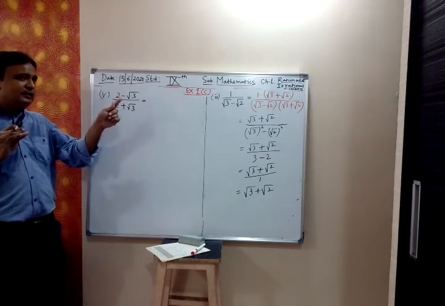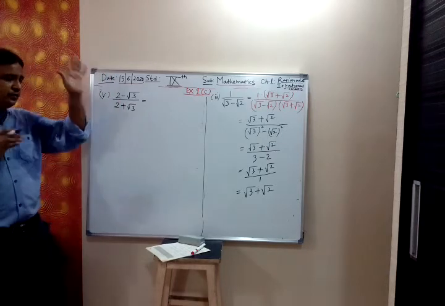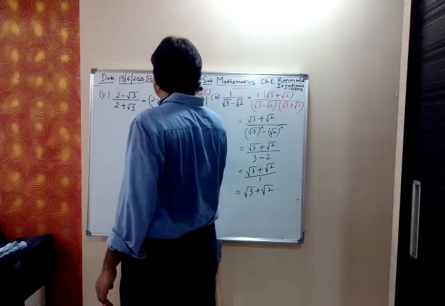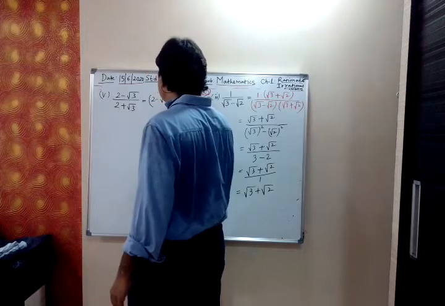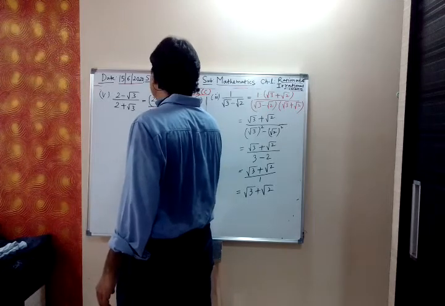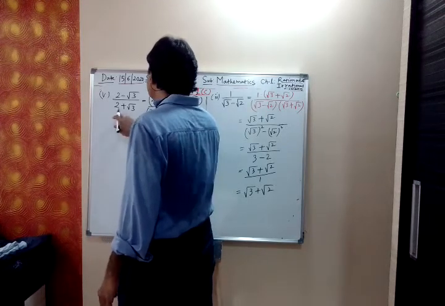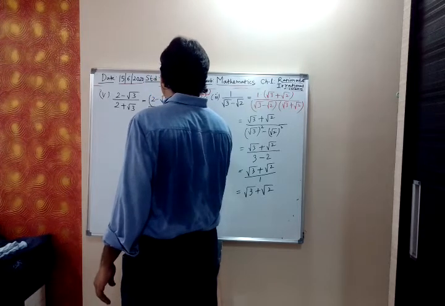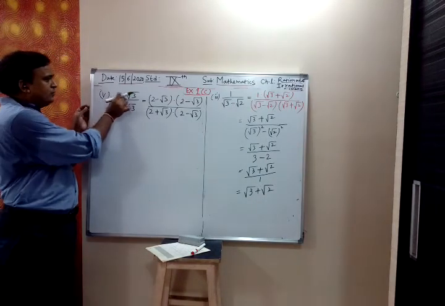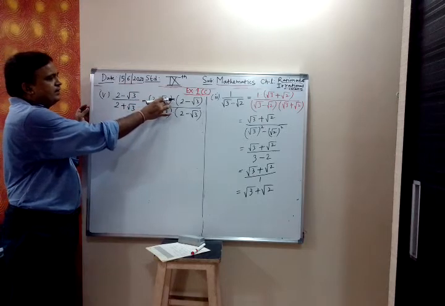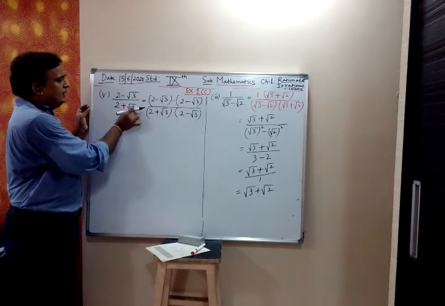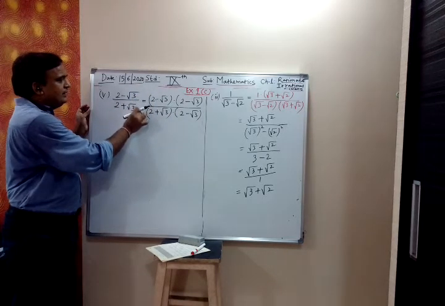And that rationalizing factor I will multiply by numerator and denominator both. We already have 2 minus root 3 in the numerator, so the rationalizing factor is 2 minus root 3. Again we multiply 2 minus root 3 upon 2 plus root 3 by the rationalizing factor 2 minus root 3. 2 minus root 3 is already there in the numerator, and only this 2 minus root 3 will multiply the numerator and the denominator.